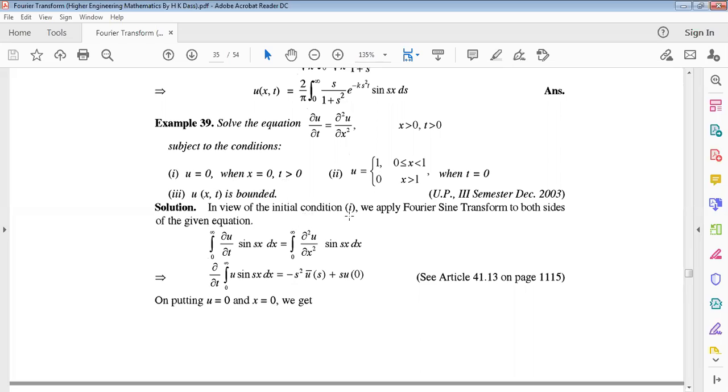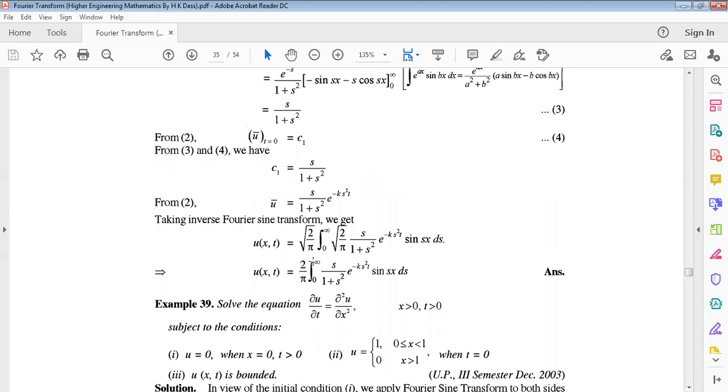In view of the initial condition, we apply the Fourier transform on both sides. Like the before example, integral from 0 to infinity of del u del t sin sx dx, and integral from 0 to infinity of del square u del x square. This is the f of x for the right hand side function, and this also looks like the f of x function for the left hand side, and this is the Fourier transform. Now del t is a constant term for this integral from 0 to infinity of u sin sx dx with respect to x, and minus this one comes from where?